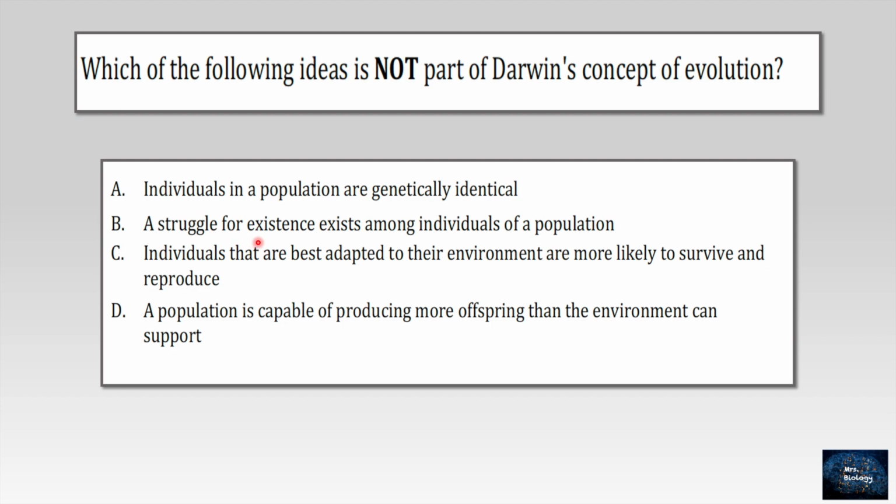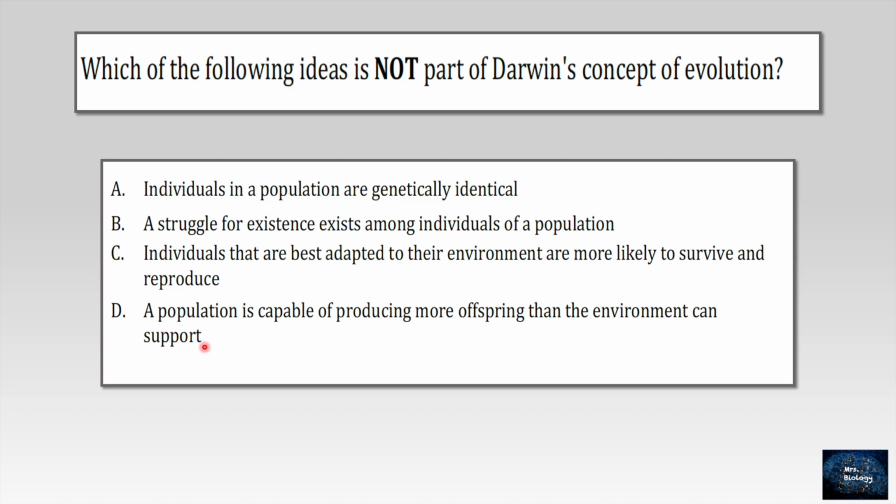B. A struggle for existence exists among individuals of a population. That's right. Sure, they are struggling because of the changes and because of the limited resources. So B is right, not as an answer, but it's right as a concept of evolution. C. Individuals that are best adapted to their environment are more likely to survive and reproduce. This is clear. This is Darwin's adaptation theory. Also, it's a right concept.